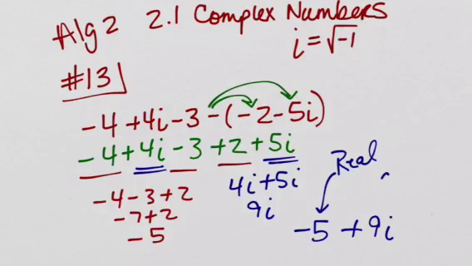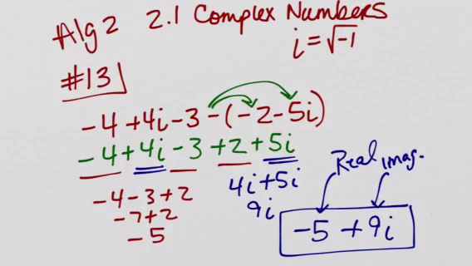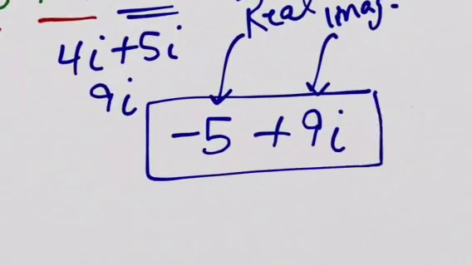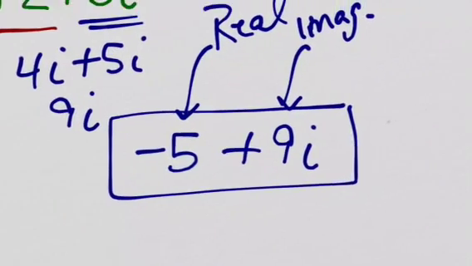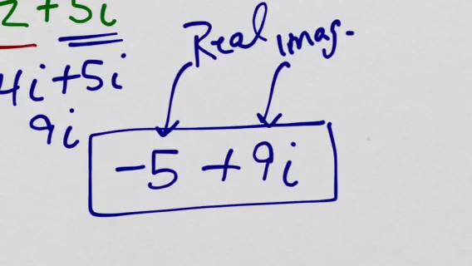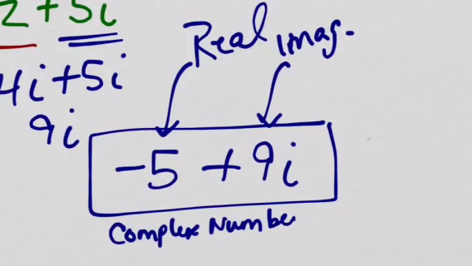the imaginary part, the 9i, and together, because they are separate terms, they make up a complex answer. You can't simplify that any further, which is the final answer, because they are not like terms. But it's key that you remember this. There's a real part and an imaginary part, and together that makes up a complex number, which is our answer. And if you were to type this in the calculator, you'd get the same thing.